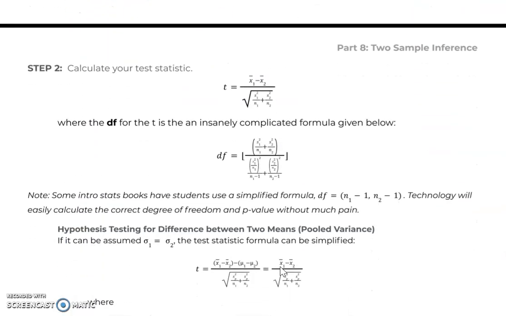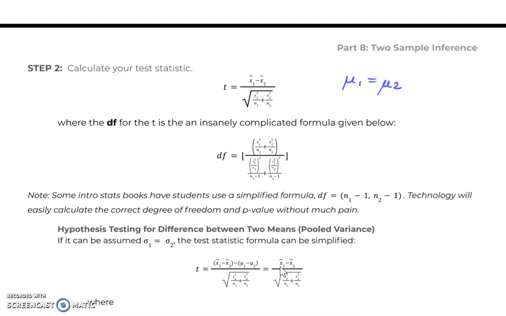To calculate our test statistic, we take the difference in sample means. We're going to subtract from it the difference in population means. Keep in mind that mu1 is equal to mu2 per our assumption in the null hypothesis. So that means we don't have to subtract anything. And then we're going to divide by that standard error which we looked at above.